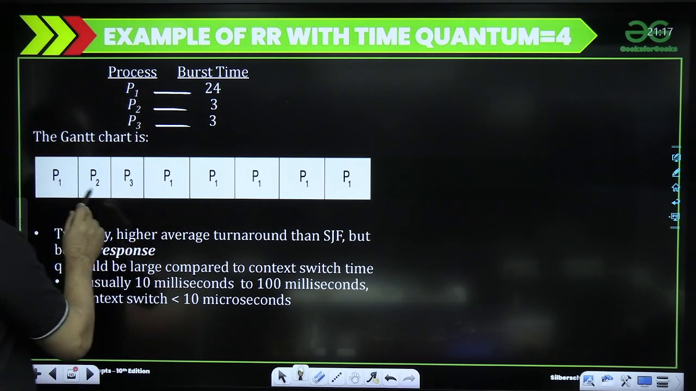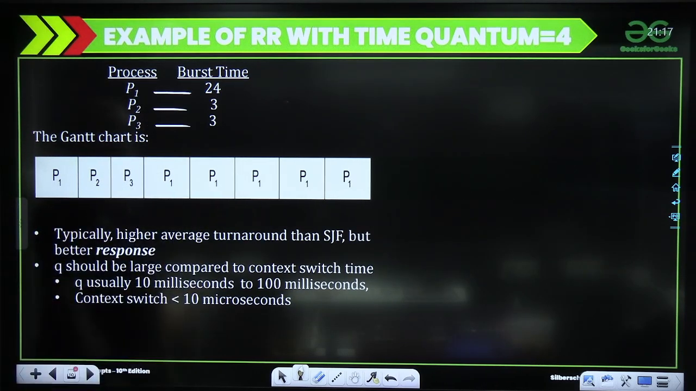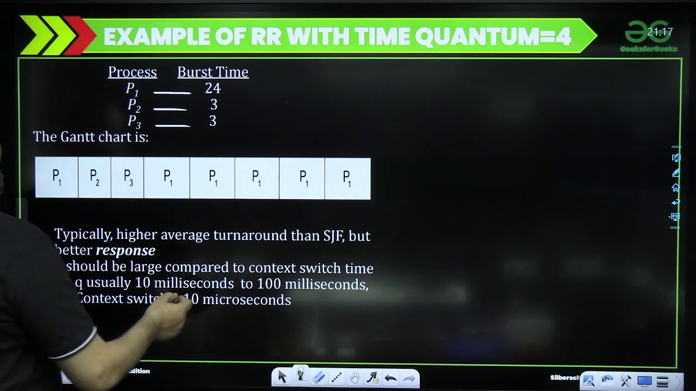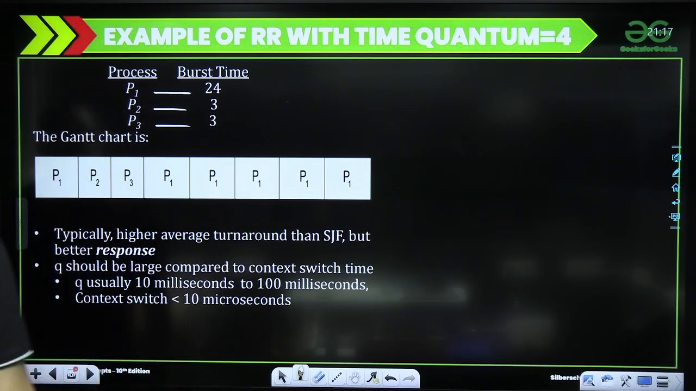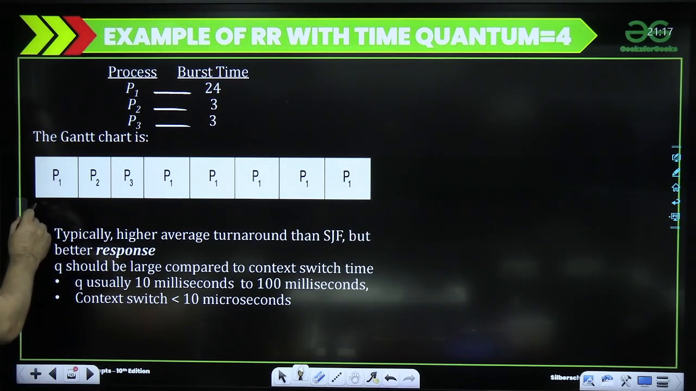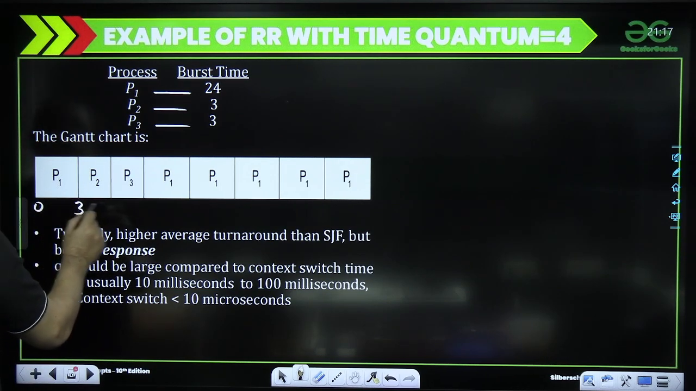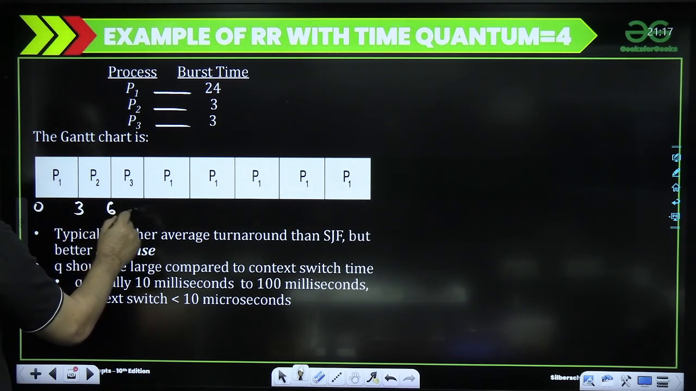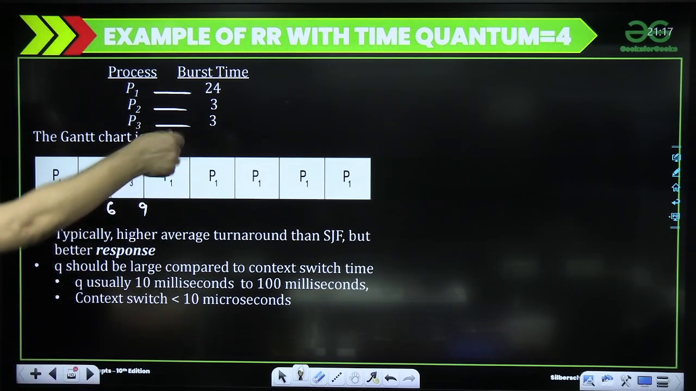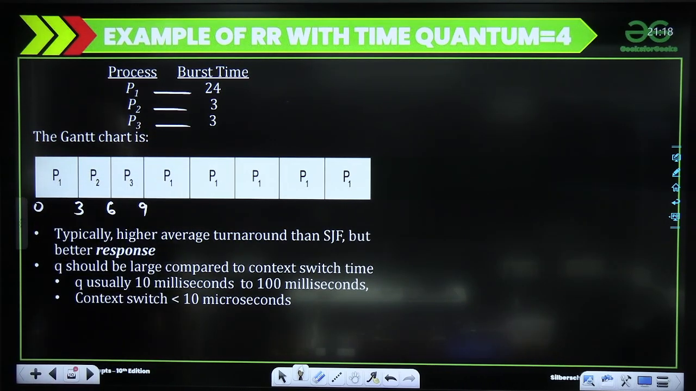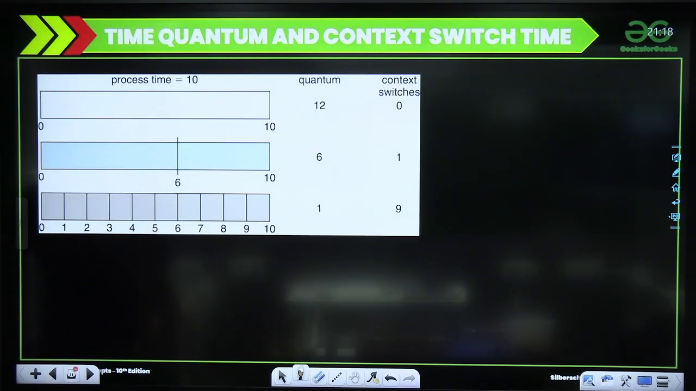You can see here P1, P2, P3, P1, P2, and the time quantum here is taken to be 3 units for example. So the processes are running 0 to 3, 3 to 6, and here you can say 9, something like that it goes, and after that P1 is only going to run for continuous times. Fine. Here I am going to show you the impact of time quantum and context switching time.